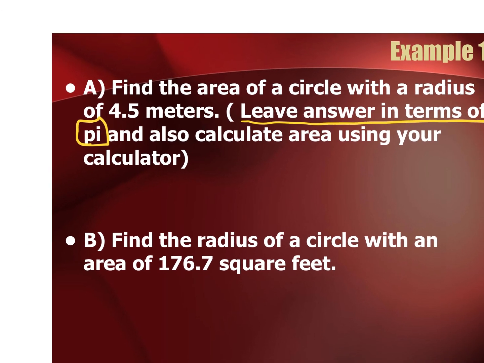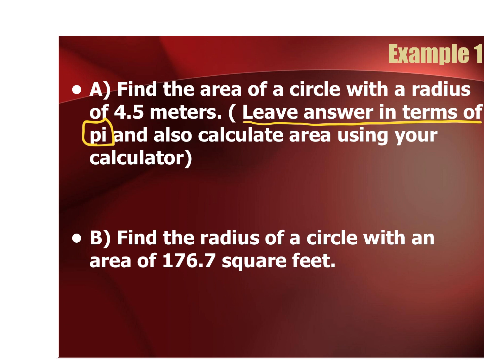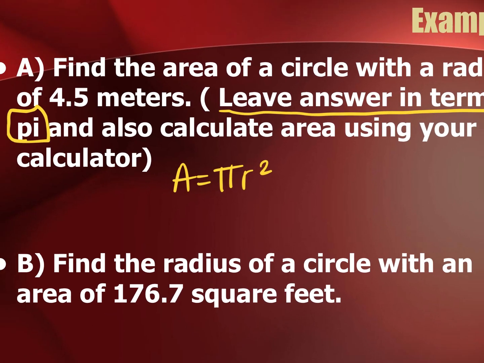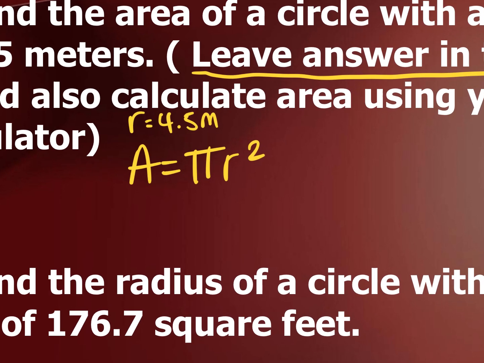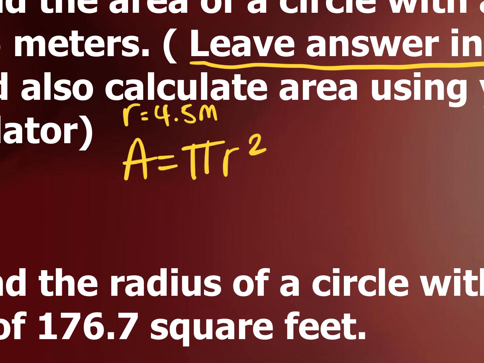What's the area of a circle? What's that formula? Area equals pi r squared. What do I know about my given circle? The radius, r equals 4.5 meters. So what do I do from here? You plug it in. So I'm going to get area equals pi, put the radius in parentheses, 4.5, and we're squaring it.